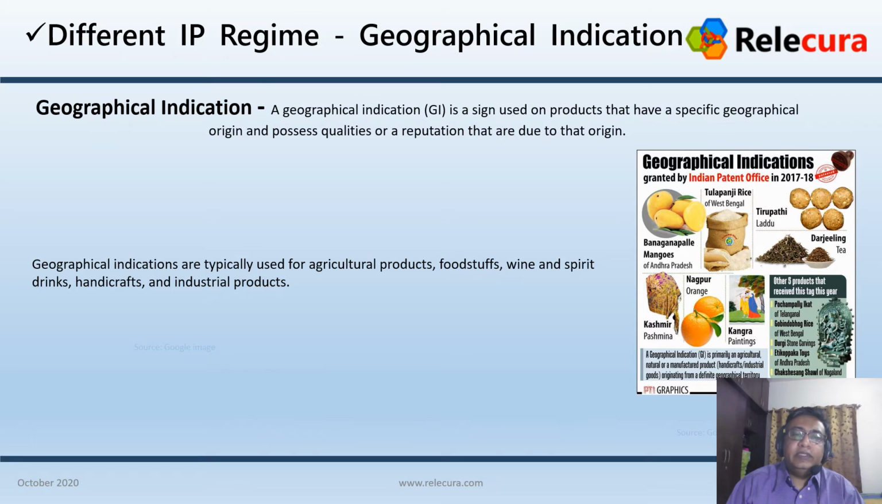So anything which is related to an origin or that part of the country, a geographical indication will be given to that place, and it is a group intellectual property right. It's not given to an individual. People who are all selling Darjeeling tea can use their GI mark and sell their products. Geographical indications are typically used for agricultural products, foodstuffs, wines and spirit drinks, handicrafts and industrial products.